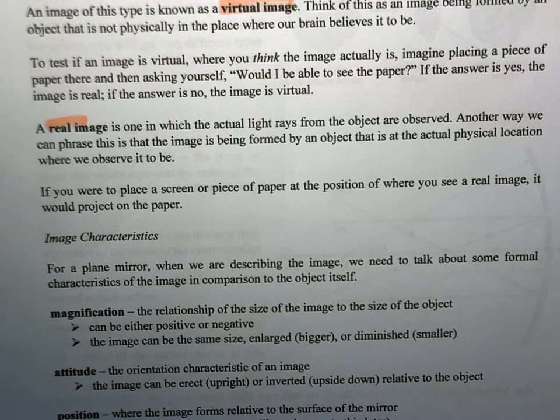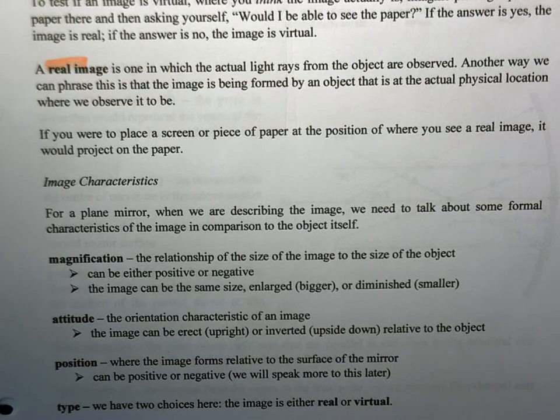And of course, we could do the standard test. If you put a piece of paper where the apple is, would you see the piece of paper? The answer is yes. That is going to tell us it's a real image. So we can usually say that real images can be projected on pieces of paper or on screens. You only have two choices. Your image is either going to be real or it's going to be virtual. The real versus virtual thing really confuses people. This wasn't the world's greatest explanation, but hopefully as we work through this unit, you'll start to see the distinction between the two.